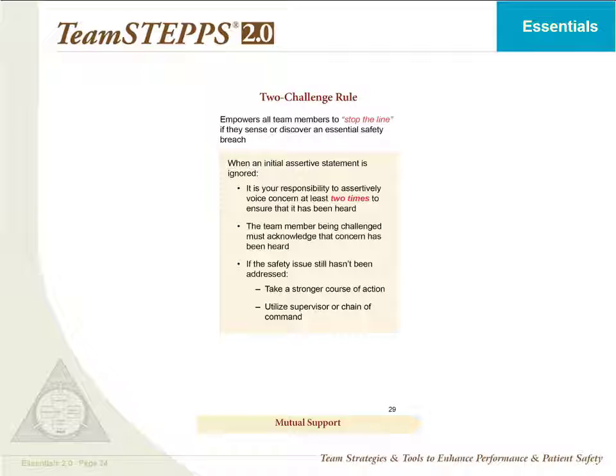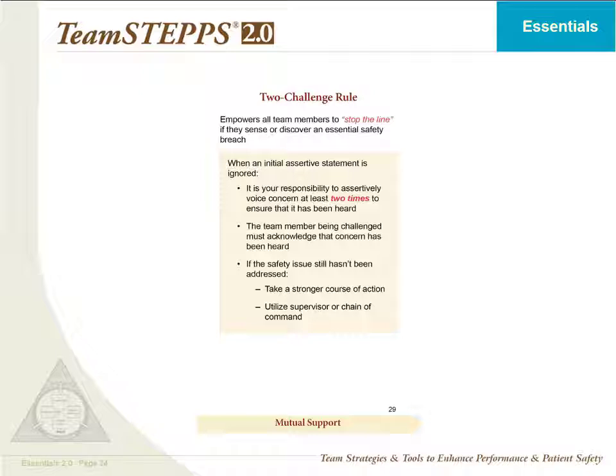There may be times when an initial assertion is ignored. If after two attempts the concern is still disregarded, but the member believes patient or staff safety is or may be severely compromised, the two-challenge rule mandates taking a stronger course of action or using a supervisor or chain of command. This overcomes our natural tendency to believe the team leader must always know what he or she is doing, even when actions taken depart from established guidelines.